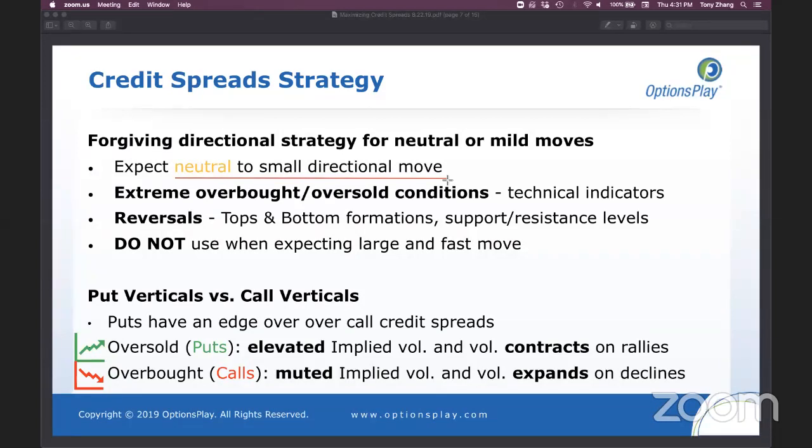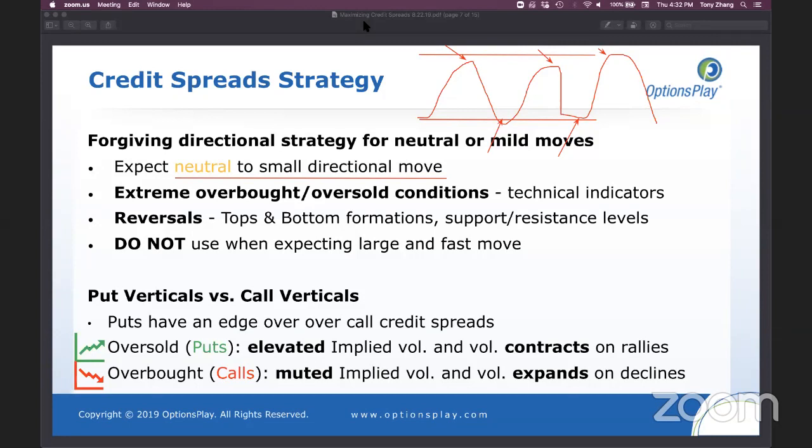Now, from a trading strategy perspective, this is useful when you are near extreme overbought or oversold conditions. So in the examples that I gave before, when the stock is either approaching a support level or approaching a resistance level, if you've ever looked at technical indicators that oscillate between a support and resistance level, these opportunities are the best times to sell a put credit spread when they're near a bottom, or oversold. And when they're near a top, these are the best times to sell a call credit spread, or overbought. So this is really when you want to deploy your credit spreads.